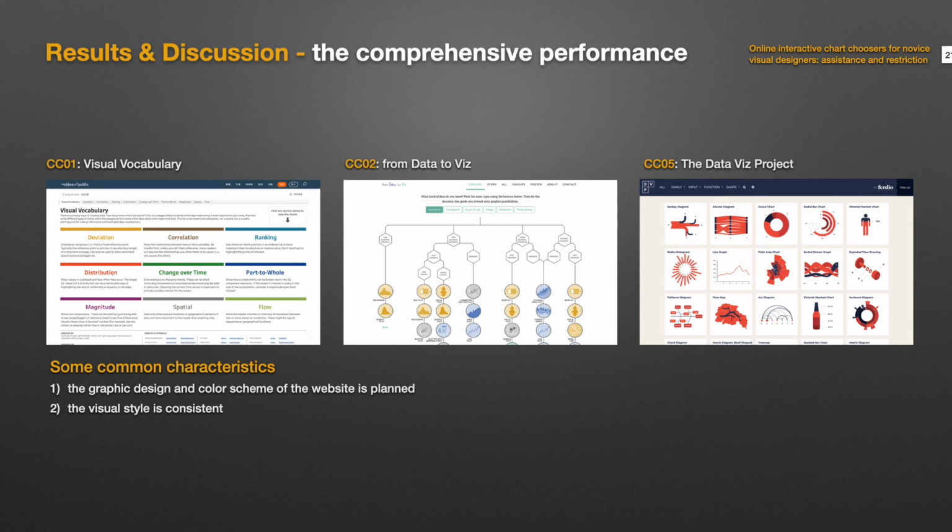CC01, CC02, and CC05 are in the top 3 rankings for preference and usability. They have some common characteristics. First, the graphic design and color scheme of the website is planned, and second, the visual style is consistent.